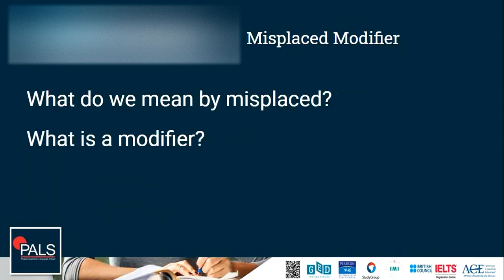Okay, let's proceed. So what do we mean by misplaced? Of course, we know that misplaced is not in the proper location, or not placed or paired properly. How about modifier? What is a modifier? A modifier is something that describes another word or another phrase. A modifier can be an adjective, or it can be an adverb. It can be a phrase as well, an adjective phrase or an adverb phrase, as long as it's describing another word, a noun, or an action, right?